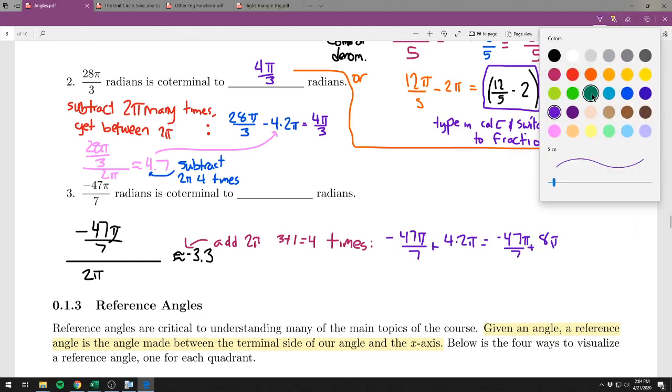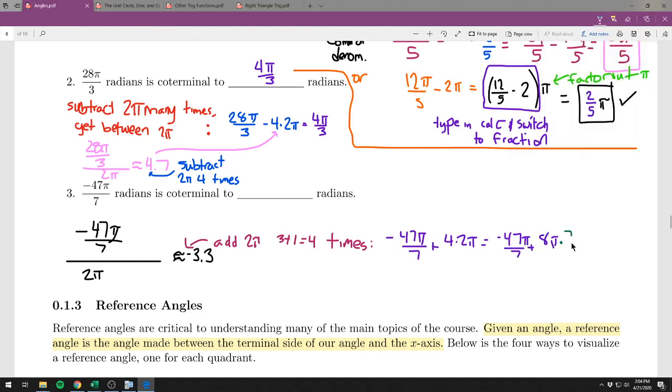So we multiply the 8 pi by 7 over 7, get our common denominator. Eight times 7 is 56. We got negative 47 pi over 7 plus 56 pi over 7. And then when we add those two together, negative 47 pi plus 56 pi is 9 pi. We get 9 pi over 7.